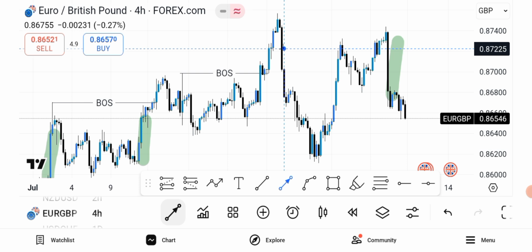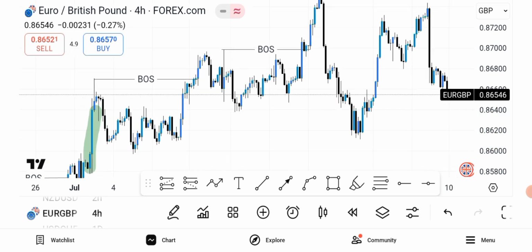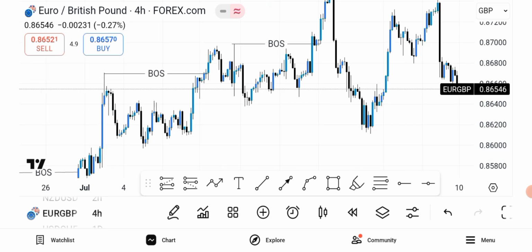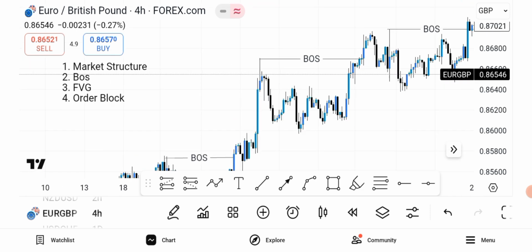Okay, now since we know that the market is going to come back to fill the gap, the only question is, where will we find our entry? Because we know that the market will come back to fill the gap, but where can we find our entries? That's where the fifth key level comes in: order blocks. Every time there's a fair value gap, or every time you see an imbalance candle, just know that it is also followed by an order block.